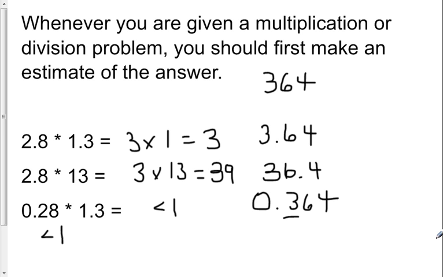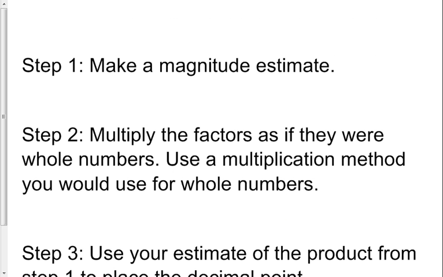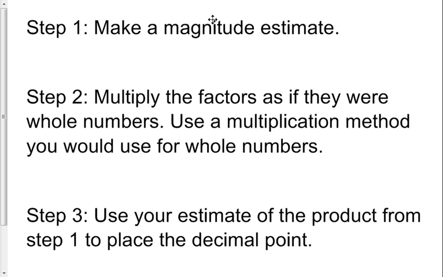So again, I did an estimate. And based on that estimate, I place my decimal point. So the steps that I can follow are given here. First, make a magnitude estimate. Then multiply the factors as if they were whole numbers. Use whatever multiplication method is comfortable for you. That might be lattice or the more traditional multiplying. Once I've multiplied those whole numbers, use my estimation from step 1 to place the decimal point in the product. So that's one way to determine the decimal point.